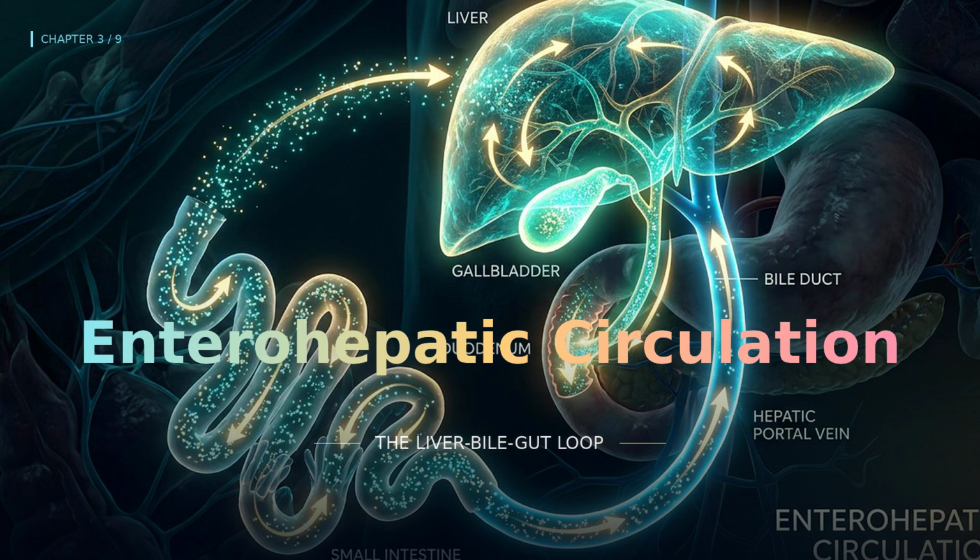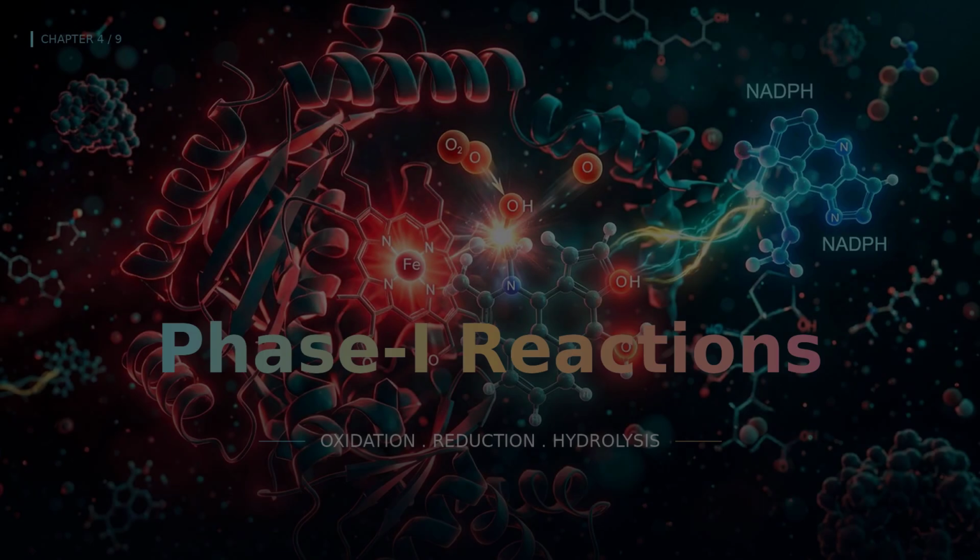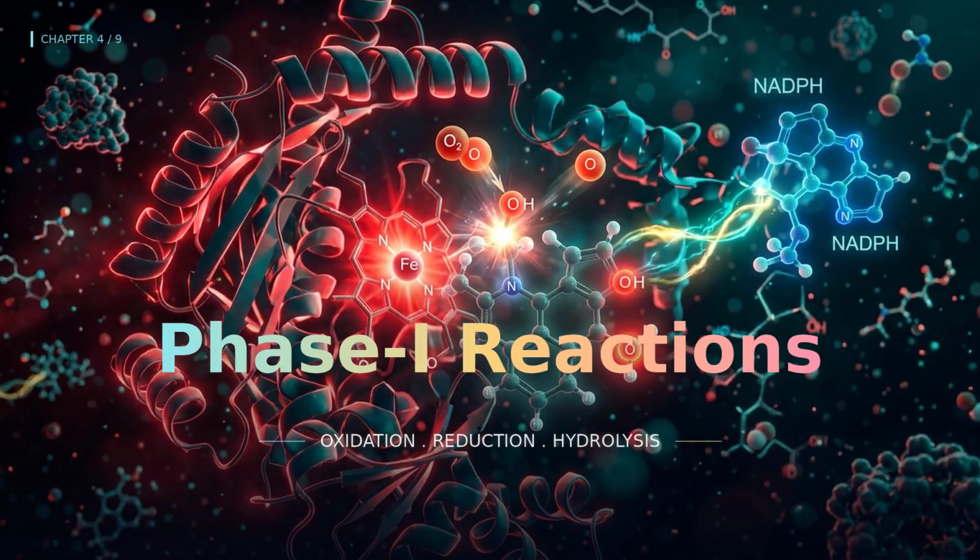and folic acid. However, this circulation can be reduced by certain antibiotics that kill gut bacteria, or by ion exchange resins like cholestyramine that trap drugs in the intestine. Drug metabolism unfolds in two phases.